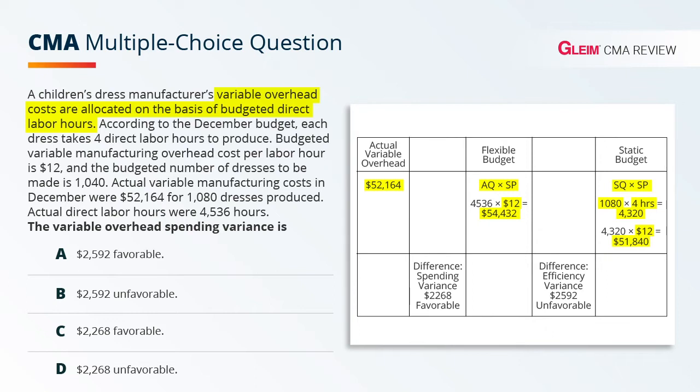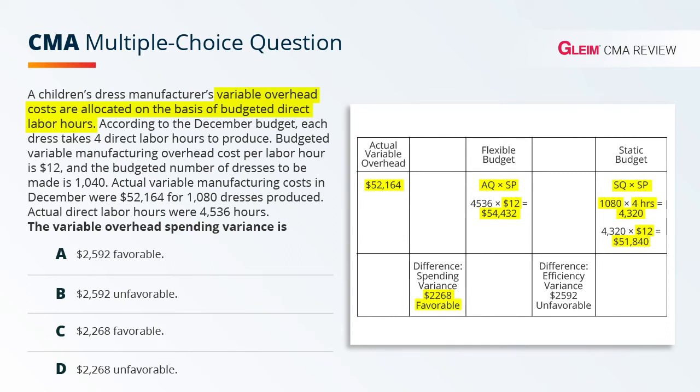So now we can determine our variances. On the left, the spending variance is $2,268. That's the difference between $52,164 and $54,432. Now, some people struggle with the direction of the variance. Not only do you need to be able to calculate the $2,268, you also need to be able to calculate whether this is favorable or unfavorable. The actual overhead was less. That's a good thing, right? So that's why this is favorable.